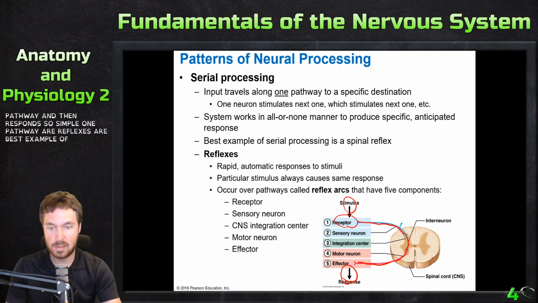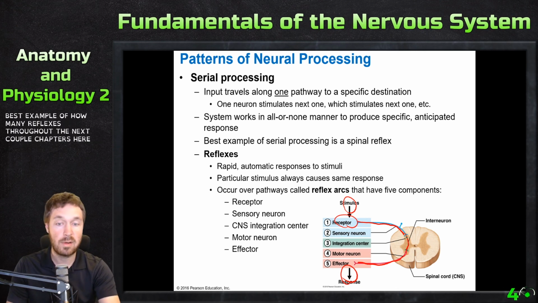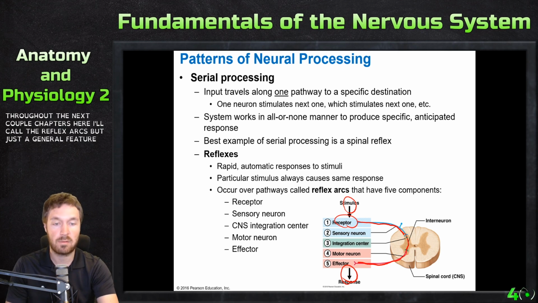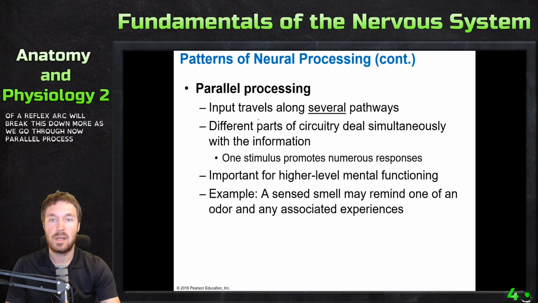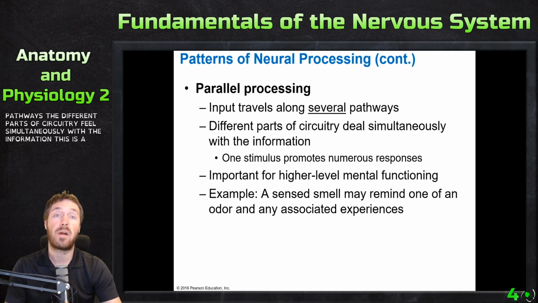We'll talk about many reflexes throughout the next couple chapters here. They're called reflex arcs, but this is just the general features of a reflex arc. We'll break this down more as we go through. Now, parallel processing, where input travels along several pathways, so different parts of circuitry deal simultaneously with the information, and this is important for higher level mental functioning.